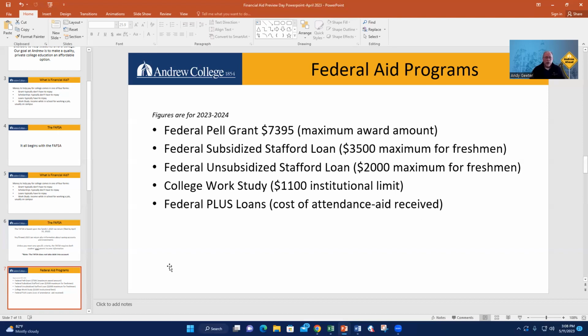Federal PLUS loans are available for parents. It stands for Parent Loan to Undergraduate Students.